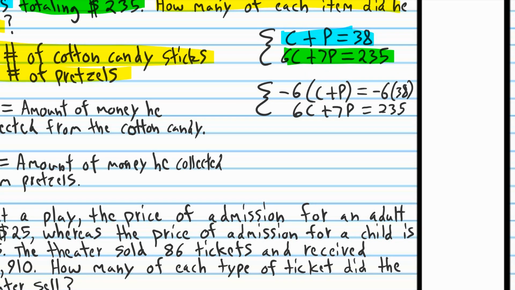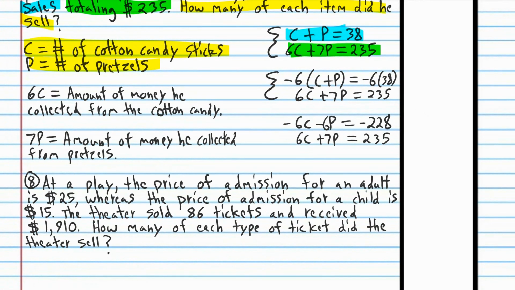So -6 times c is -6c. -6 times p is -6p. And 6 times 38, you can use your calculator for that. 6 times 38 is 228. So we have -228. And now we're ready to eliminate, because when you add these c's, they're going to cancel out, or they're going to eliminate.